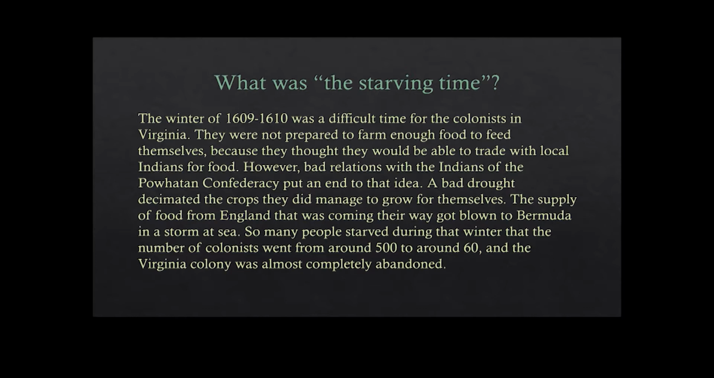That didn't work. The Indians nearabout were very hostile to them, as your students who have seen Pocahontas will know. And then there was a drought that decimated the crops that they did manage to grow. And then the supply of food that they were waiting for coming from England got blown off course all the way to Bermuda. And so they had no food. They were literally starving. From about 500 of them, only about 60 survived. That's pretty bad. So once your students have this kind of general arc of this story, this is where I can now make sense of all the words I'm going to be reading.